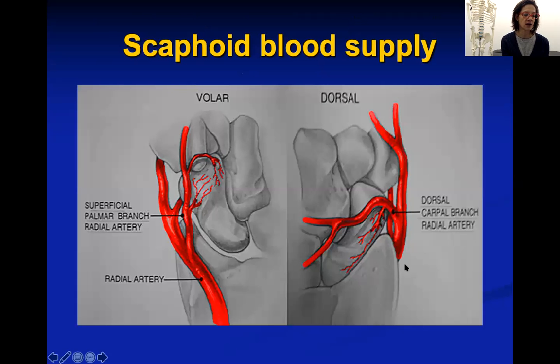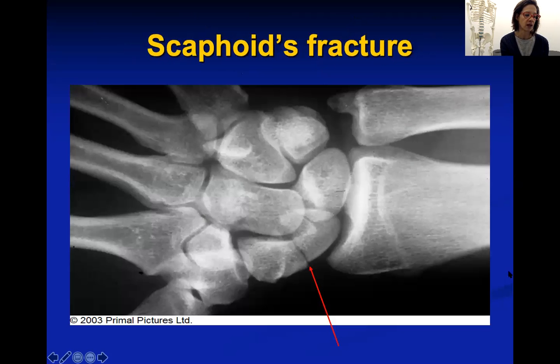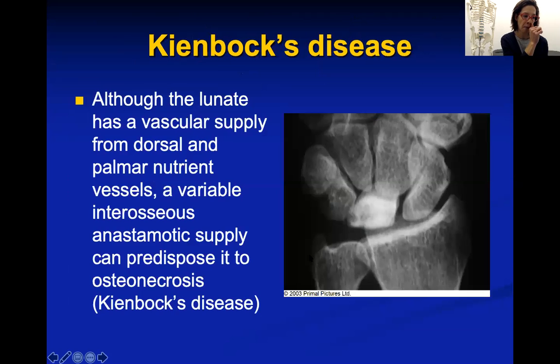So we can see here how we've got, this is your scaphoid. We have the dorsal carpal branch of the radial artery, and a part of it branches off and enters into the distal pole of the scaphoid, and now these little branches work backwards. So you don't have hardly any supply into the proximal pole. And you can see the fracture here.